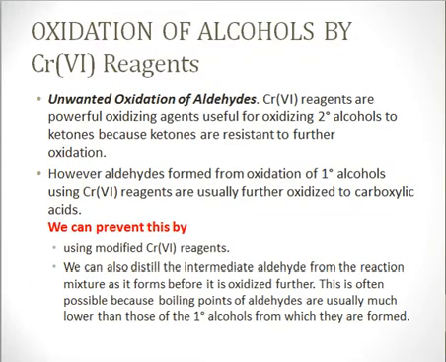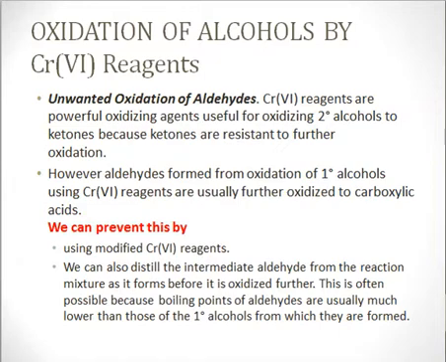As mentioned earlier, the chromium 6 reagents are very powerful. They are suitable for oxidizing secondary alcohols to ketones, because ketones cannot be further oxidized. However, if you are using primary alcohols, we cannot get aldehydes, because as soon as the aldehyde is formed, it's further oxidized to carboxylic acid. So how can we get aldehydes from primary alcohol? We have two options. Either we don't use these chromium 6 reagents and make use of modified chromium reagents.